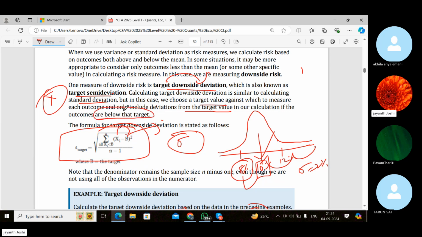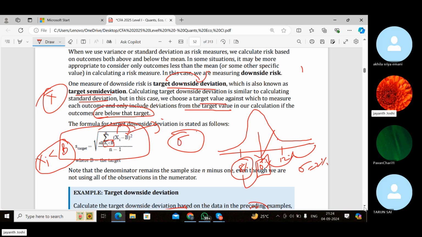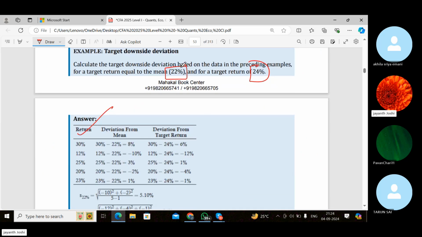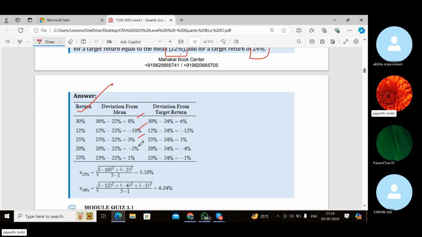So when you calculate at the end, in this formula there is one more very important element: observation is less than the target return. You only take those deviations when you calculate your target downside deviation. So with this you clearly understand, right? I'll explain to you. Calculate the target downside deviation based on data in the preceding examples for a target return equal to the mean 22% and a target return equal to 24%. So now I'm taking the deviations here. The deviations are in front of you.